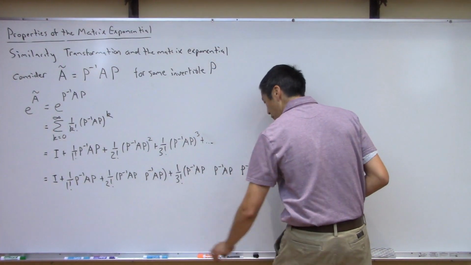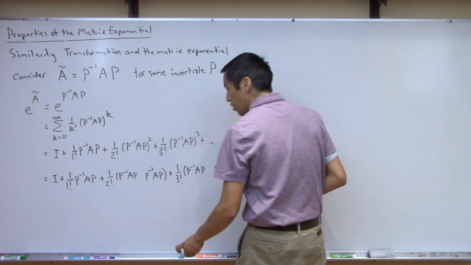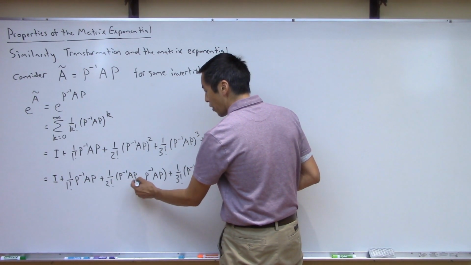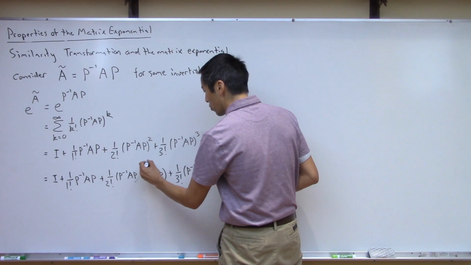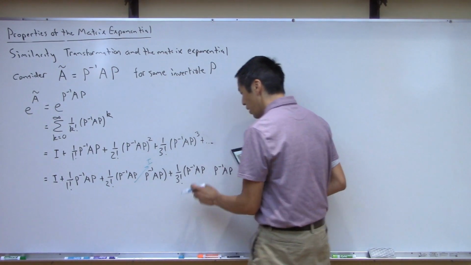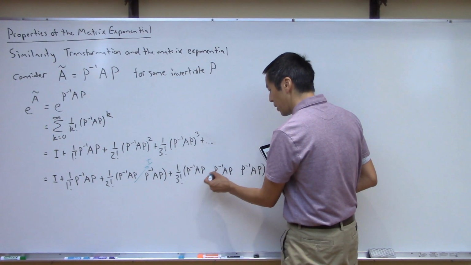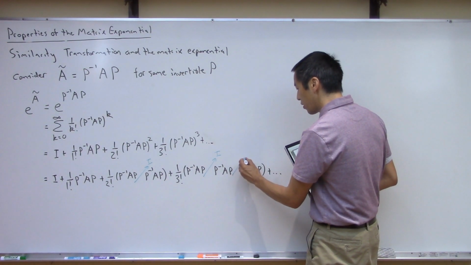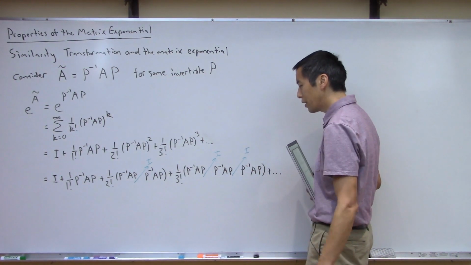And now what's fascinating about this is if you look at this, we end up with P times P inverse sitting here. This basically turns into an identity matrix, or we can just not write it if we wanted to. Same thing right here, you got a P times P inverse. That goes to the identity matrix, and then you got another one right here. This is another identity matrix.